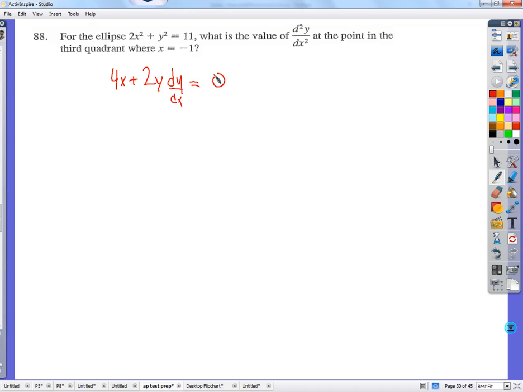So now what do you do? Well, I don't know how to take the second derivative of that. How do you find the second derivative of a function? Take the derivative of the derivative. Derivative of the derivative. So, do we have the derivative yet? No. Maybe no.